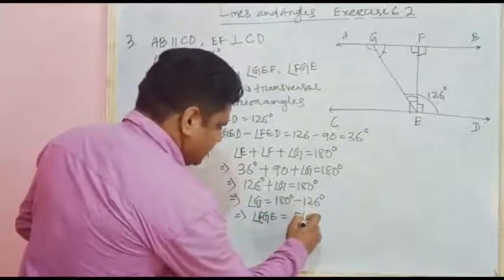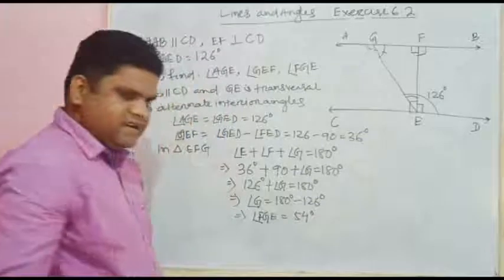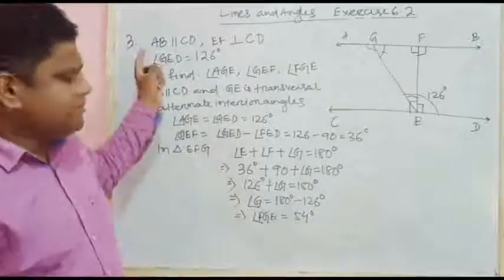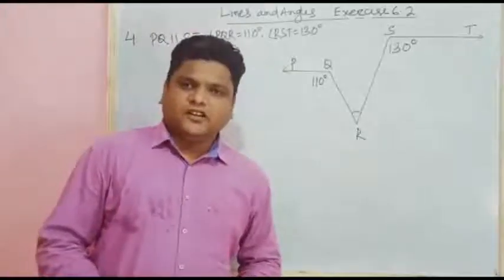180 minus 126 will be 54 degrees. Now we got the answer of number 3. Now let's solve number 4.